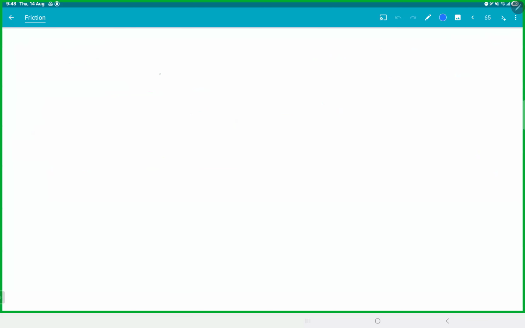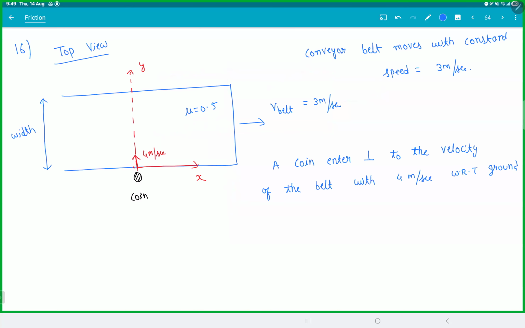Think of it like this. Matlab, the conveyor belt is going like this. Some person is running and trying to enter like this. It's like a man trying to swim in a river. So what will happen? The conveyor belt will drag you this side, isn't it? So you are entering with 4 meters per second in the ground frame. So you are trying to go that way. Is the story clear, everyone?